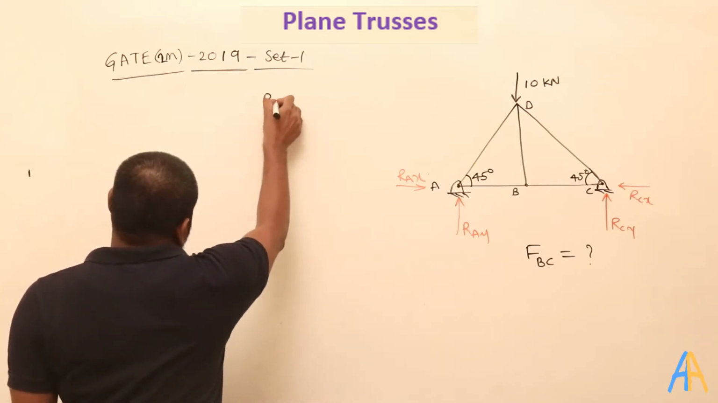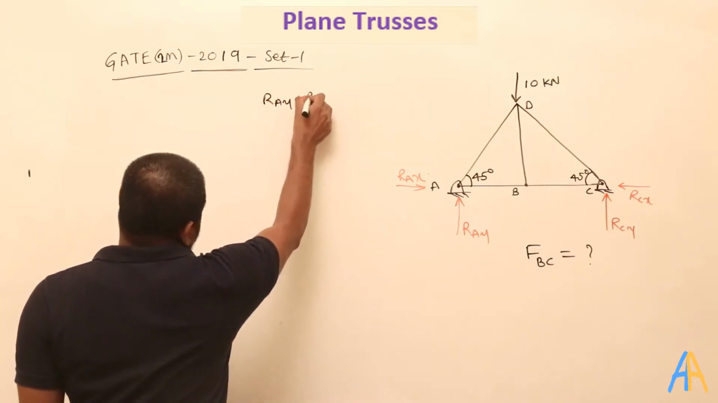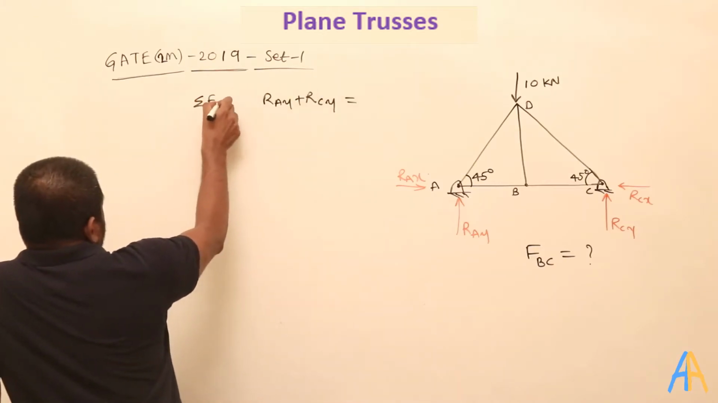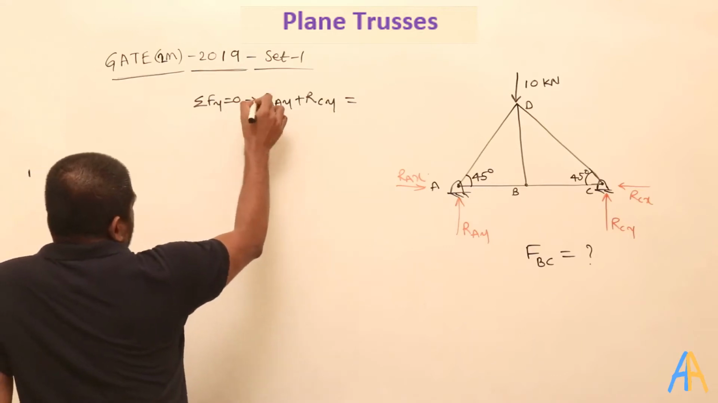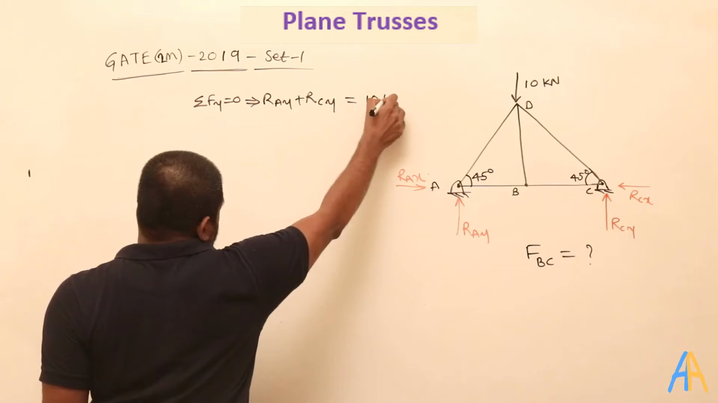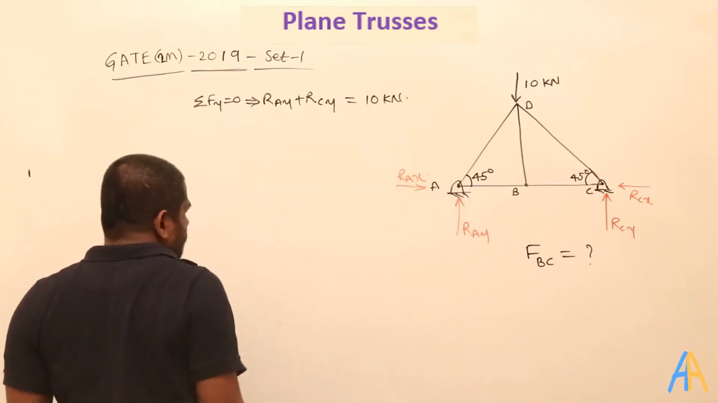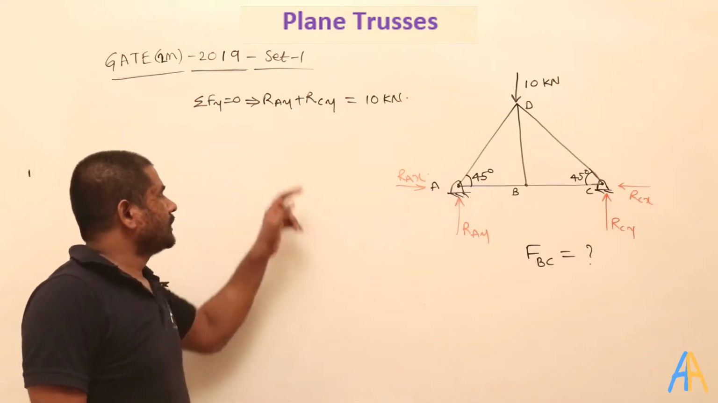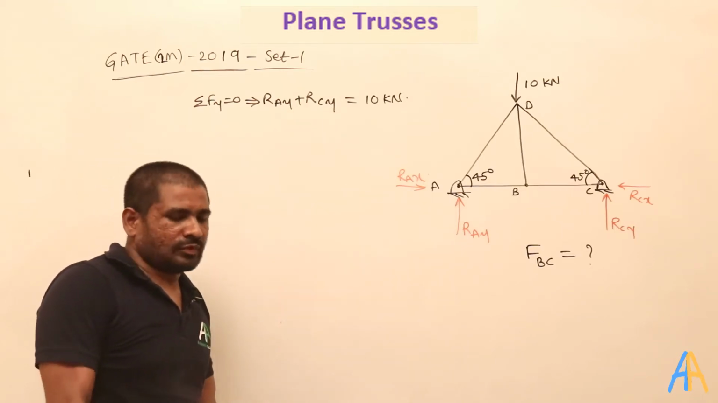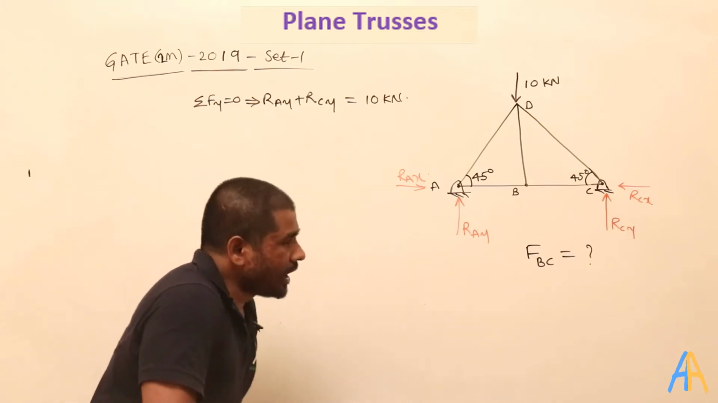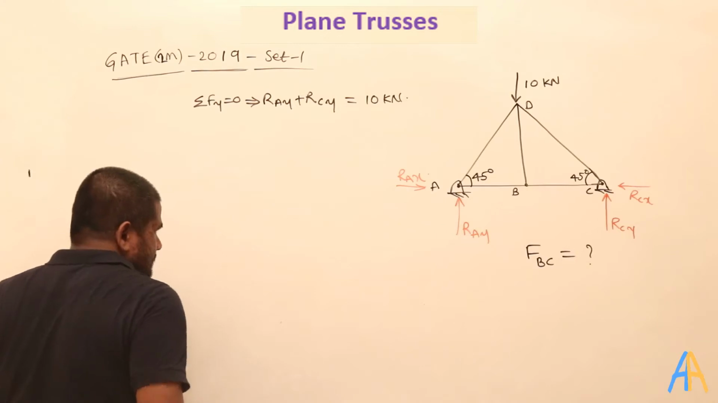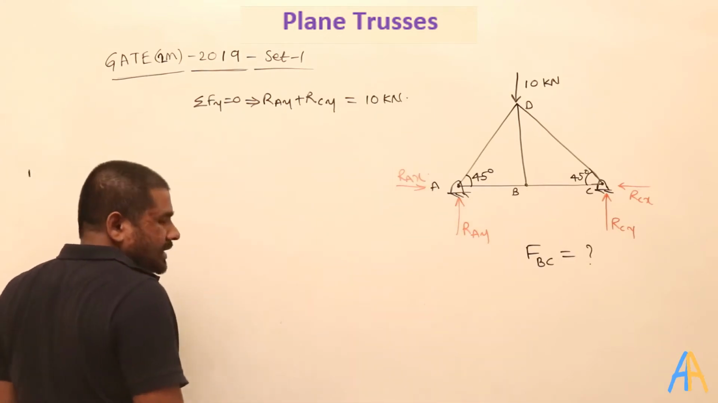So here RAY plus RCY equal to, according to sigma Fy equal to 0, these two are going up and they will compensate the downward force, that is the 10 kN here. Actually, because of the symmetry, RAY equal to RCY equal to 5 kN. Because this is the symmetry. And have they given any dimensions? Instead of giving dimensions they have given the angle.